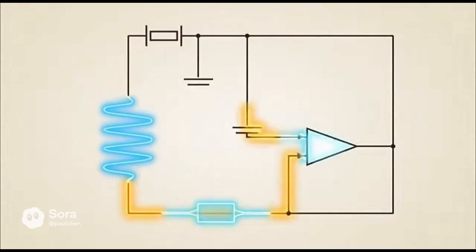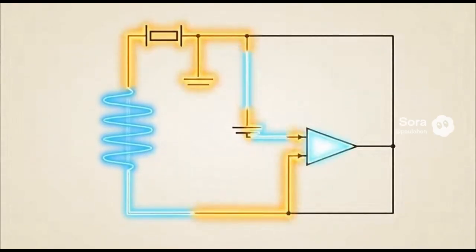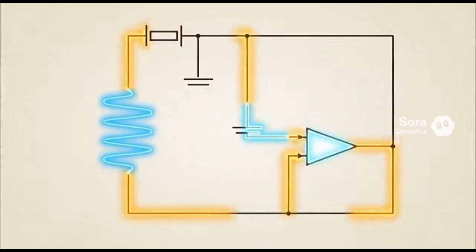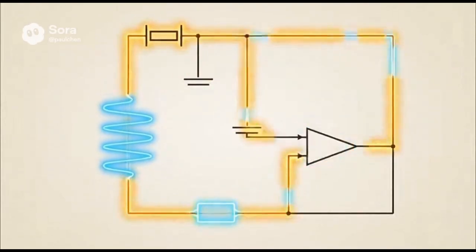Oscillation requires enough loop gain. If gain is too low, signals shrink instead of growing. Losses in the circuit overpower amplification. The oscillation dies out.